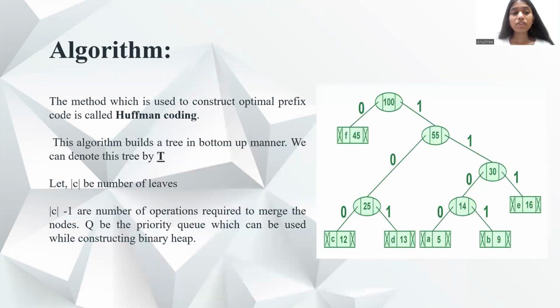Algorithm. The method which is used to construct the optimal prefix code is called Huffman coding. The algorithm builds a tree in a bottom-up manner. We denote this tree by T. Let C be the number of leaves, C minus 1 the number of operations required to merge the nodes, and Q the priority queue, which can be used while constructing the binary heap.